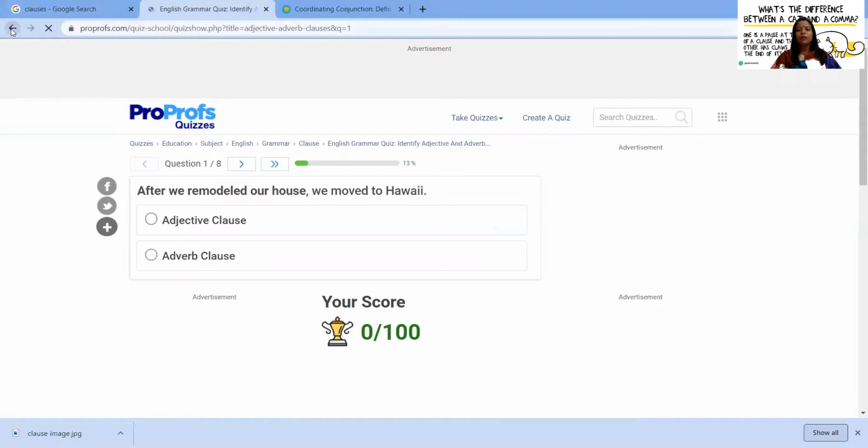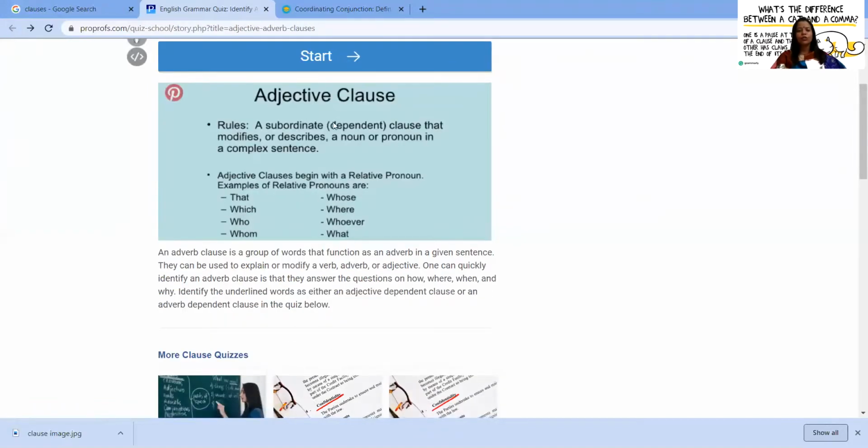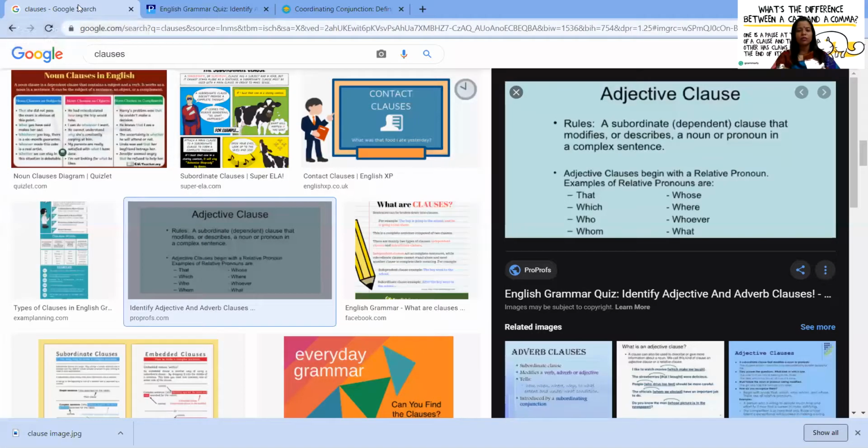Now we will do the quiz after we finish off with our clauses. Not now, because I don't want my children to be confused.